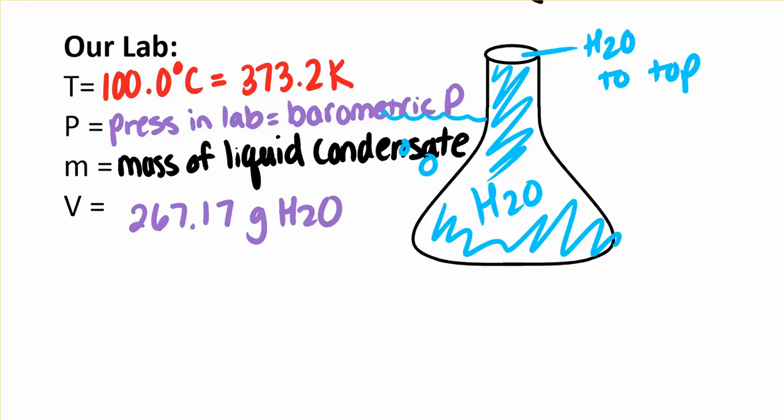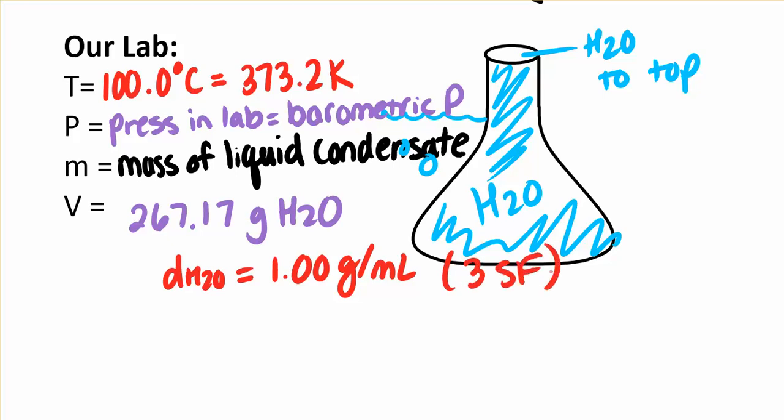Well, the density of water is 1.00 gram per milliliter. And that's just 3 sig figs, because that number is not exact. At room temperature, it's good to 3 sig figs, but if I wanted 4 sig figs, it would be 0.9998 or something like that. So anyway, that just has 3 sig figs.